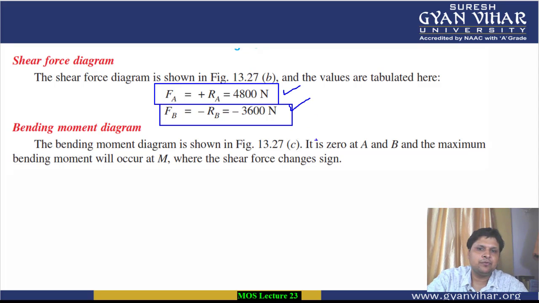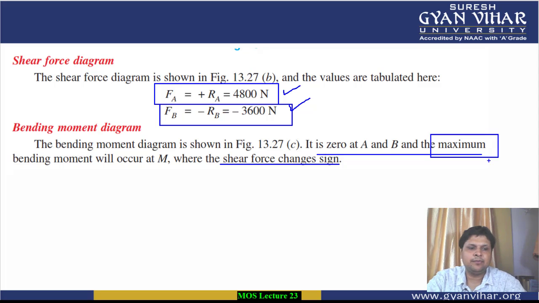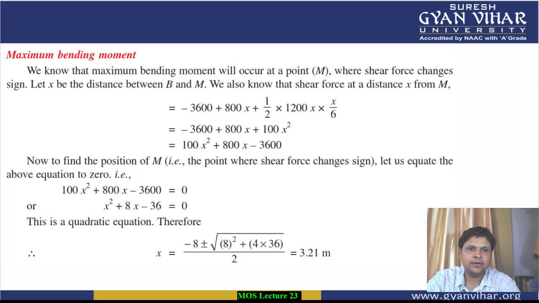Now in between you will find a zero value of shear force, and we all know that wherever there is zero value of shear force, you will find the maximum value of bending moment. Or in other words, wherever the shear force changes sign, in that case the bending moment value will be maximum. So how will we calculate the maximum bending moment?